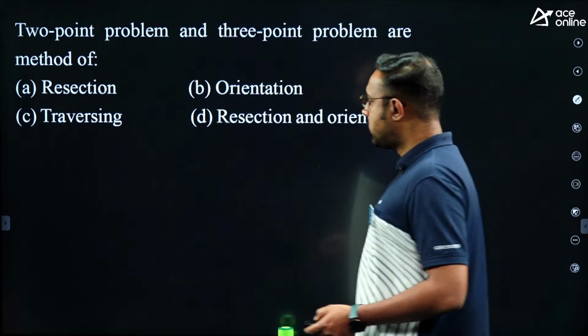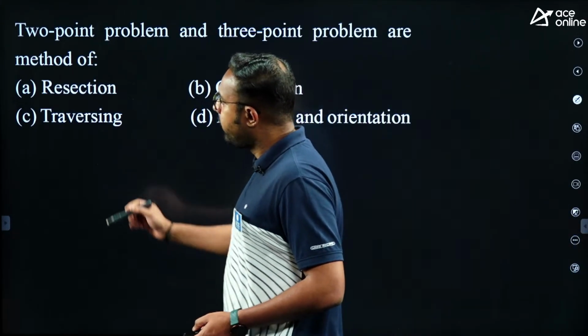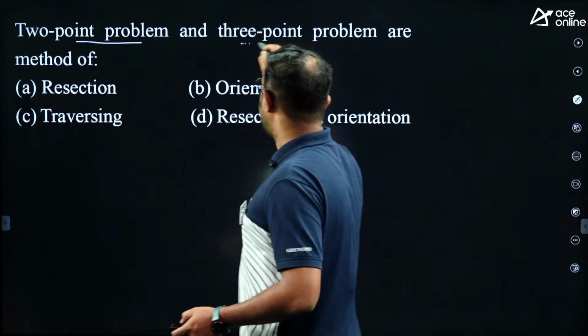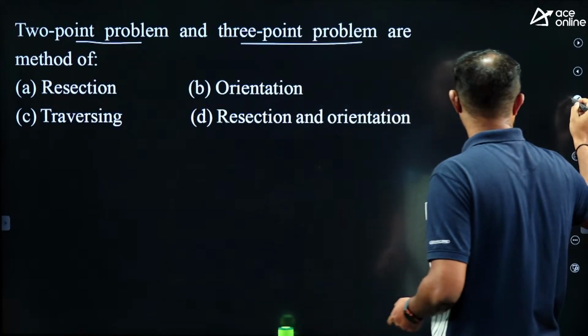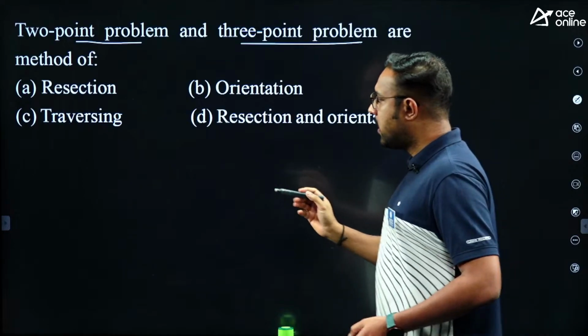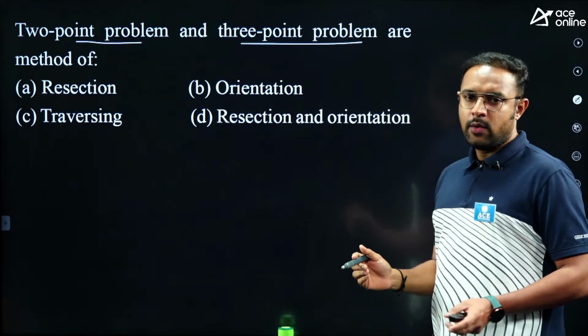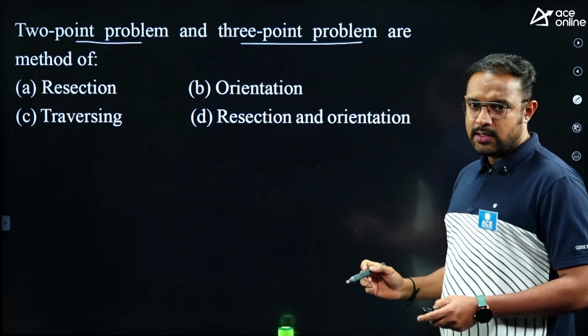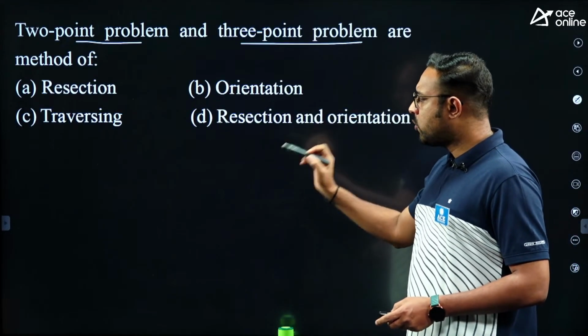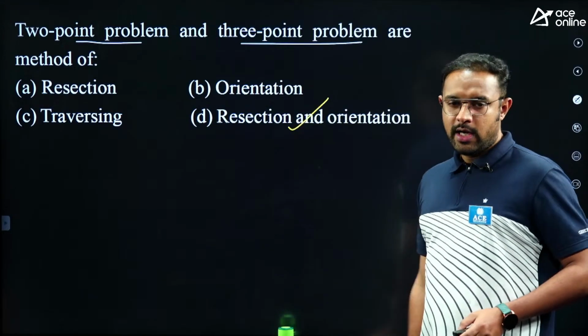So this is one question from plane table surveying. The 2-point problem and 3-point problem are methods of dash. Tell me the answer, guys. Is it resection, orientation, traversing, or resection and orientation? Which is the best possible answer? Please remember, the best possible answer is resection and orientation.